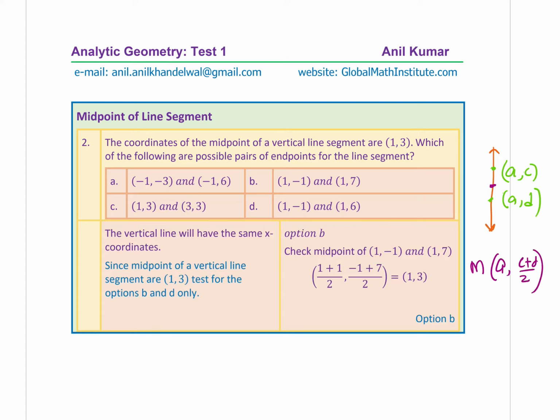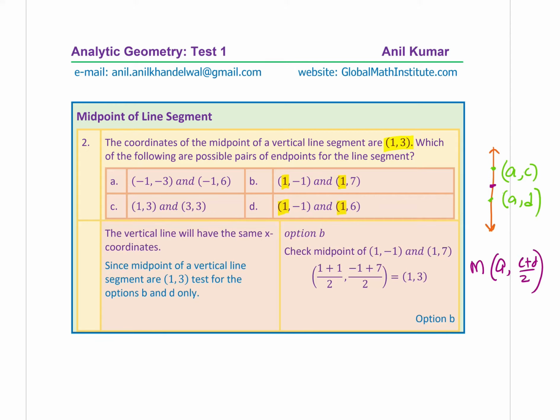So remember this part while solving this question. So that helps you to find a quick solution to the present question. Clear? So the idea here is that the vertical line will have the same x coordinates, right? So what are we given? We are given that the midpoint is 1, 3, and therefore you're looking for the sets where you have the same x values for the given 2 points.